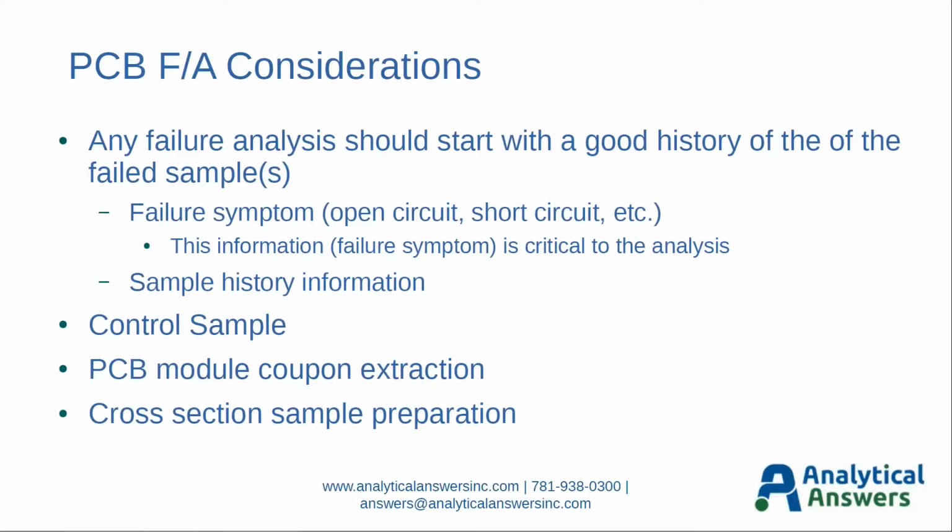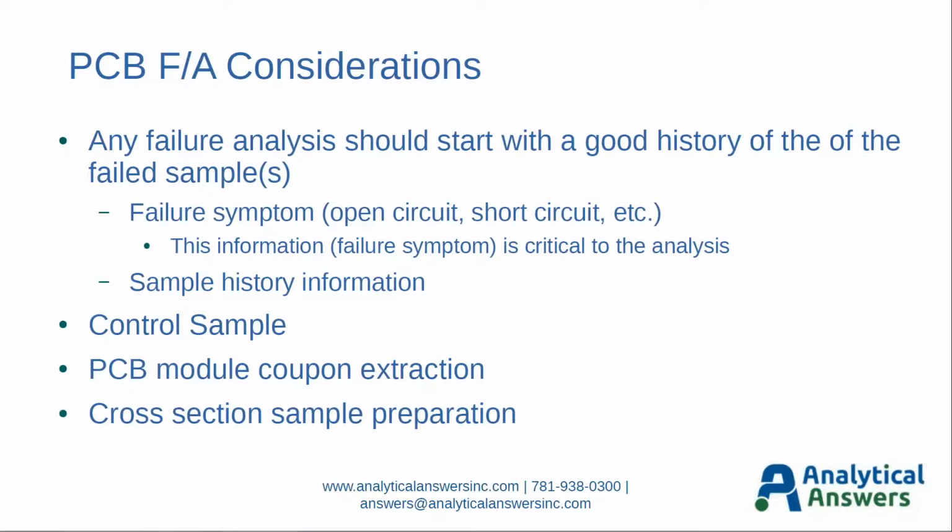The next thing we want to do is make sure that we have at least one control sample, so one known good or new sample that's the same as the samples we're going to be analyzing for the failure. And we need to treat this control sample in the same fashion that we treat the failed samples. That is to say, any sample preparation, cross-sectioning, analysis, etc. needs to be done similarly on the control sample as it is on the failed samples.